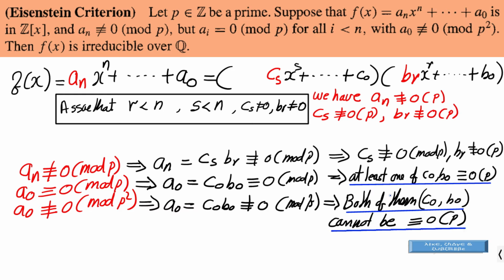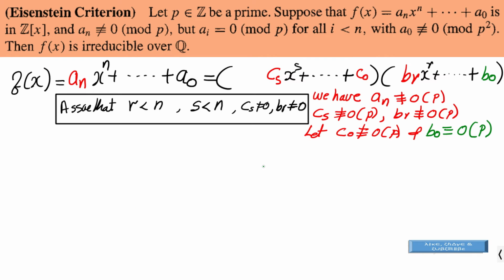So if I consider these two statements together, what we can do is put one of them not congruent to 0 mod p and the other congruent to 0 mod p. So let c_0 be not congruent to 0 mod p and b_0 be congruent to 0 mod p. So far we have a_n, c_s, b_r, c_0 not congruent to 0 mod p, and b_0 is congruent to 0 mod p.